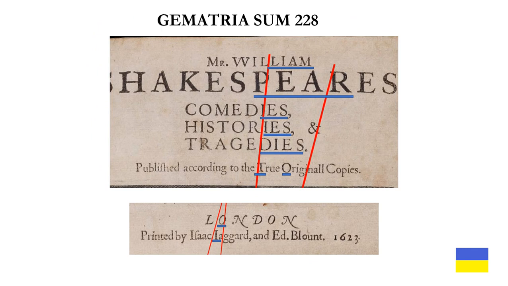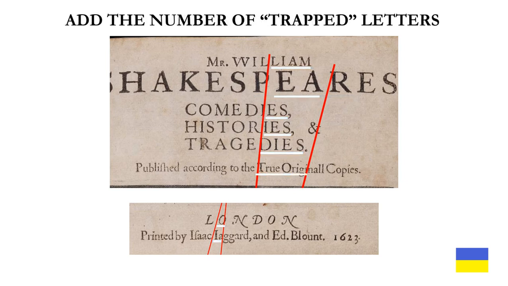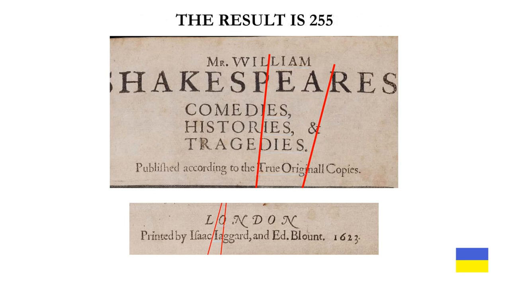If we do a gematria sum of all the letters that are touched or inside of these collar lines when they cross, we get 228. If we add the number of trapped letters in between these lines, the result is 255. 17 times 15.